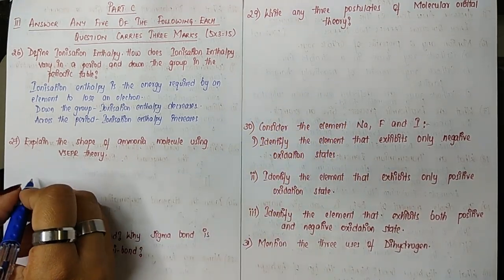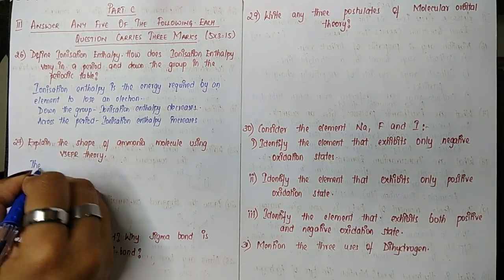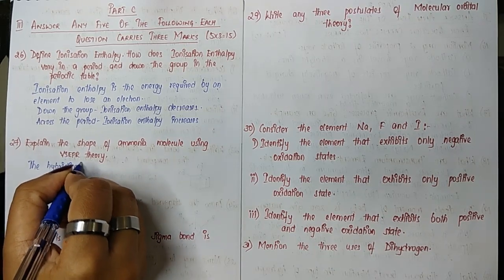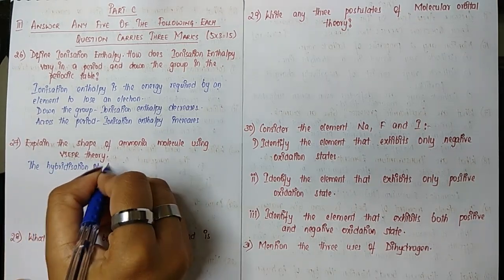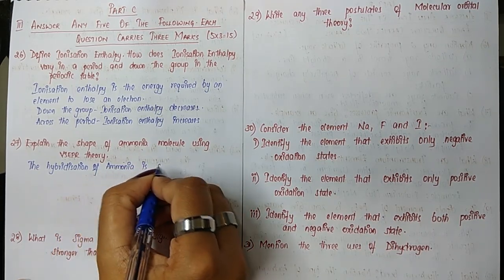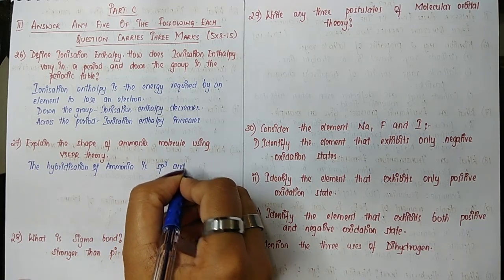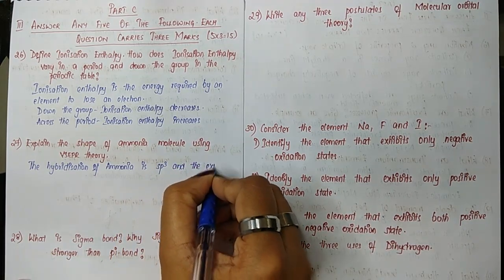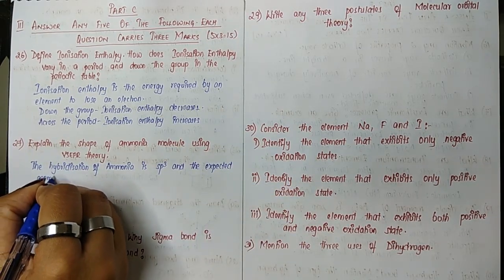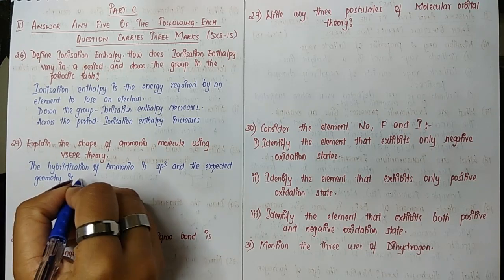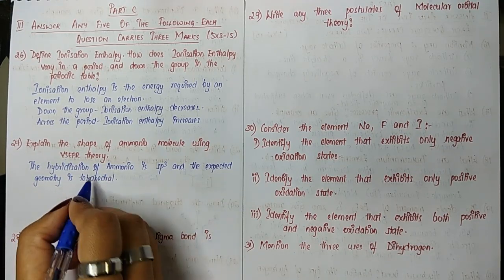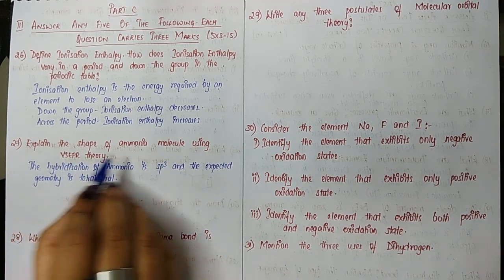Alright, so here we can write the hybridization of ammonia is sp3 and the expected geometry is tetrahedral. So this is the expected geometry and the hybridization of ammonia.